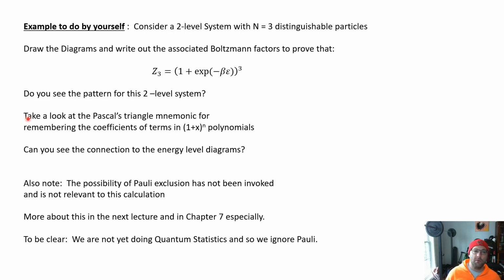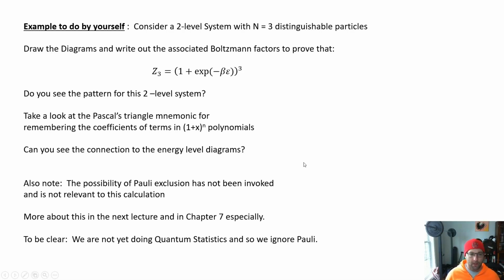And to see what I mean, you might want to take a look at Pascal's triangle, which is a mnemonic device for remembering the coefficients of terms in a polynomial expansion of (1 plus x) to the nth power, right? And so if you look at Pascal's triangle, you can start to connect the numbers that appear in the triangle to groupings of energy level diagrams associated to the two-level system. So I think that's pretty neat, a sort of graphical way to look at the combinatorics of this system. I'm hoping this is straightforward. If you find that this is not straightforward for you to do, that might be a topic that you would consider discussing with me either by email or in some of our online office hours if you can find the time.